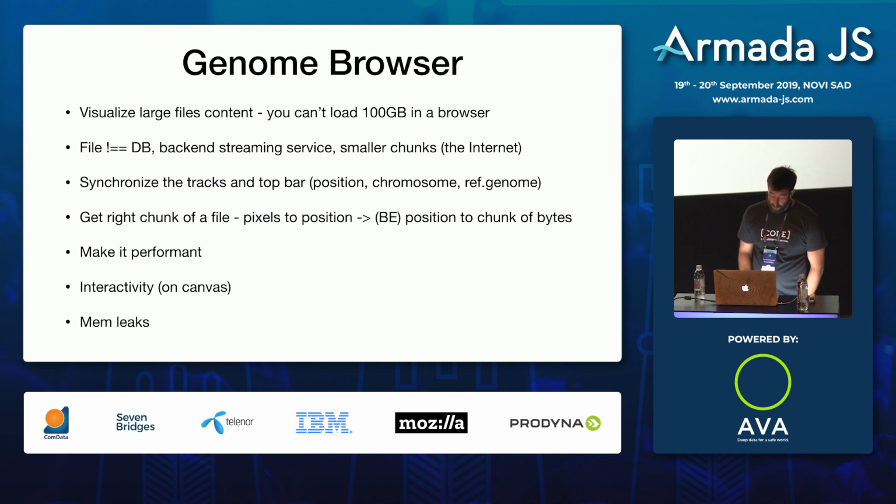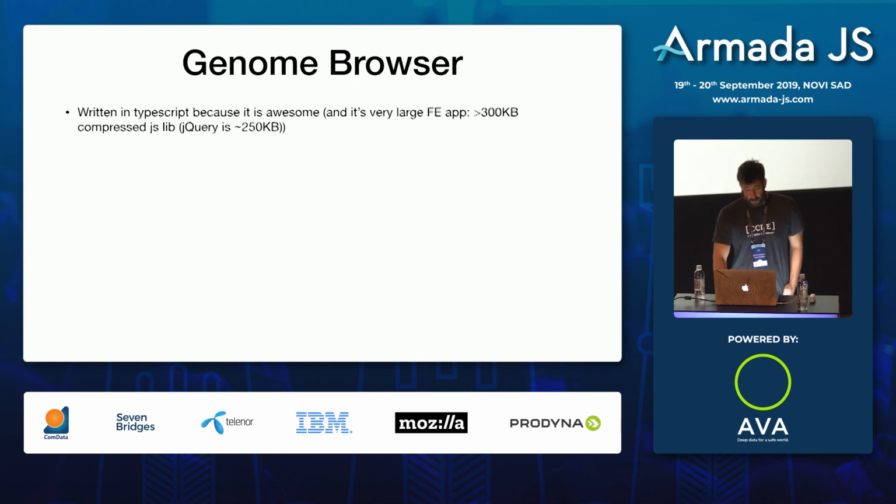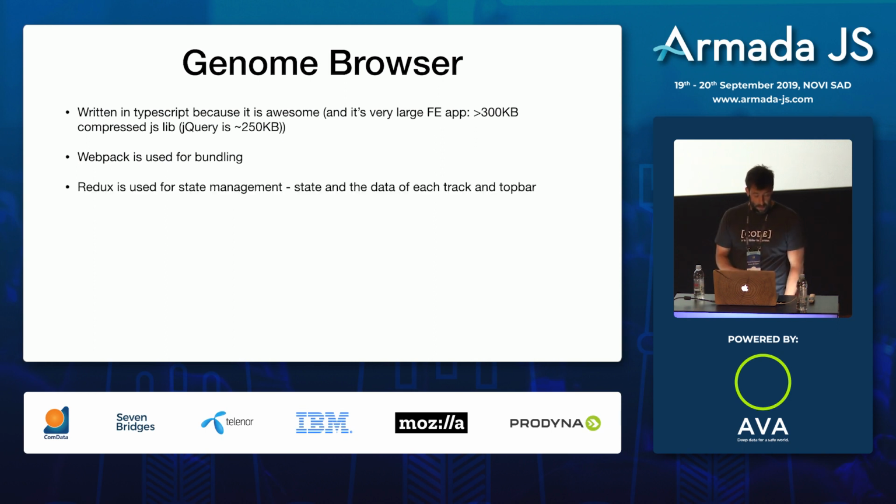Memory leaks. When you have a large application, you have to check for memory leaks because in 5 minutes of using the application, you could literally crash your browser. It's written in TypeScript because it's awesome, and it's a very large front-end application. It's more than 300 kilobytes compared to jQuery, which is 250. Webpack is used for bundling. It's a huge application with a huge directory and file structure. We use Redux for state management because we need state: you have the top bar, a lot of tracks, a lot of data.